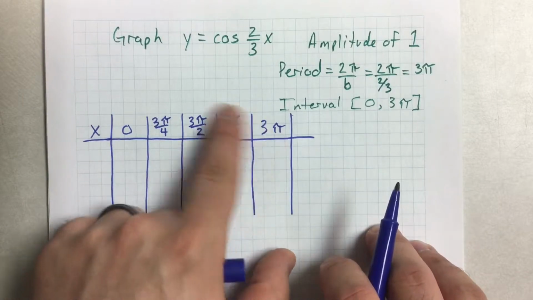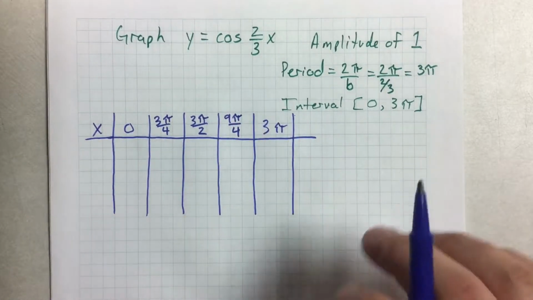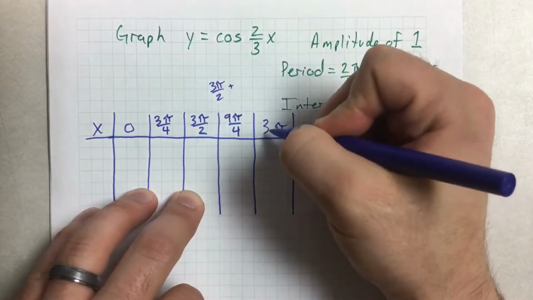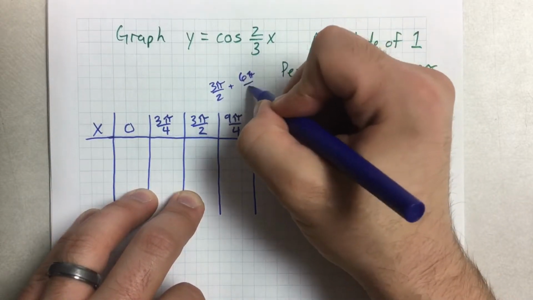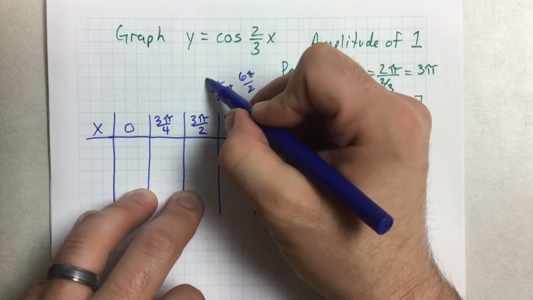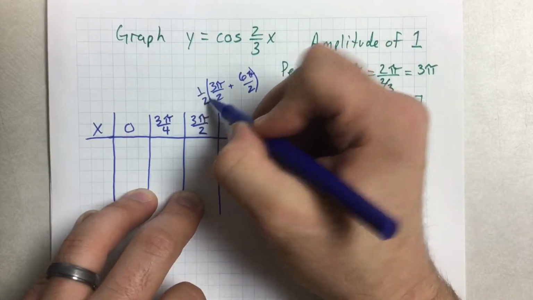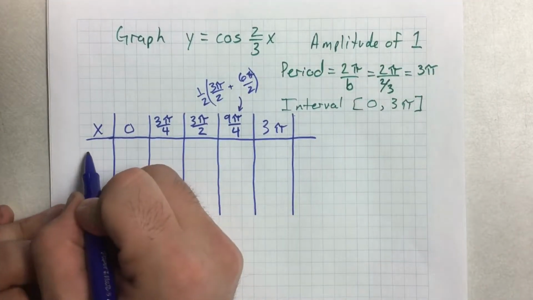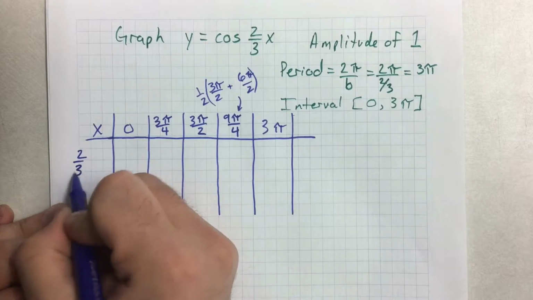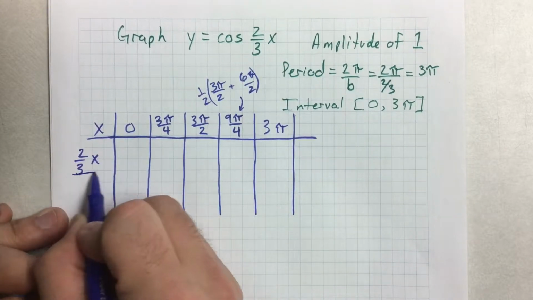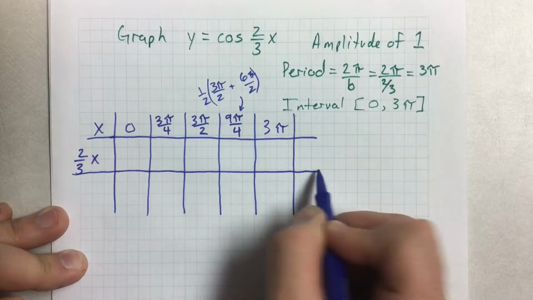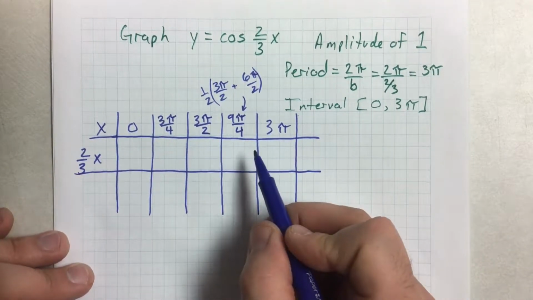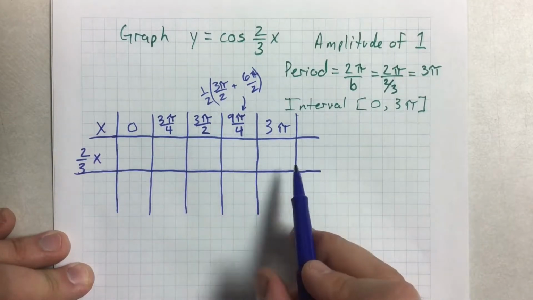Okay, so that's going to require some mental math. If you need to write that down, it would look like this. 3 pi over 2 plus, again, I would say this is 6 pi over 2. So there's the 9 pi over 2, and I'm multiplying that by 1/2. Okay, so doing that, I'm going to write here 2/3 x. If we do this right, this row should be the same every time we do this. With every problem, this row should be the same.